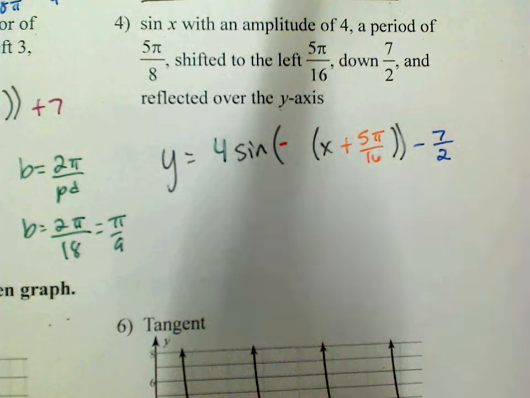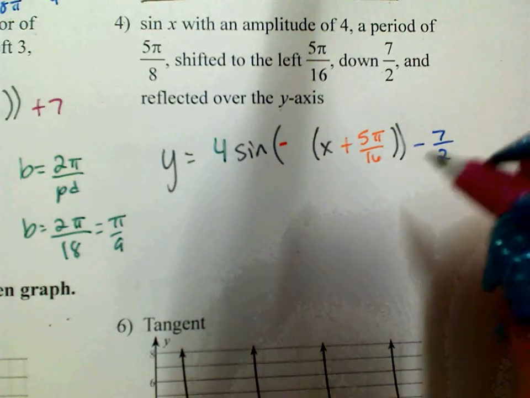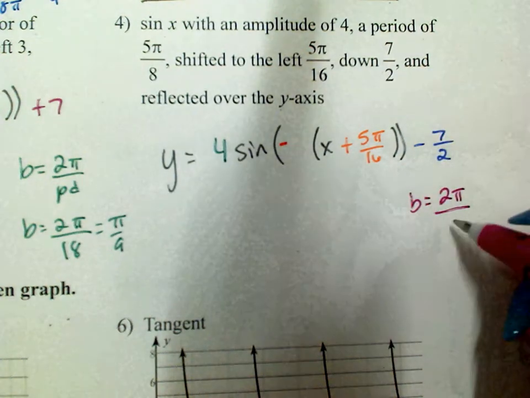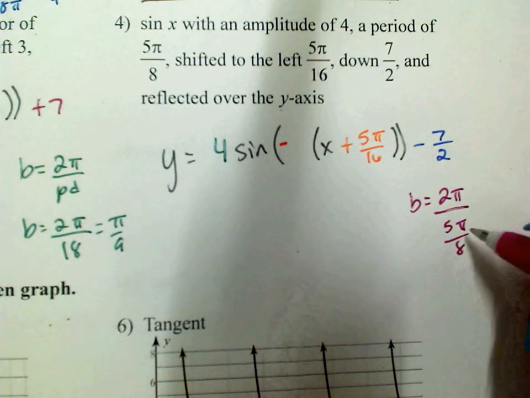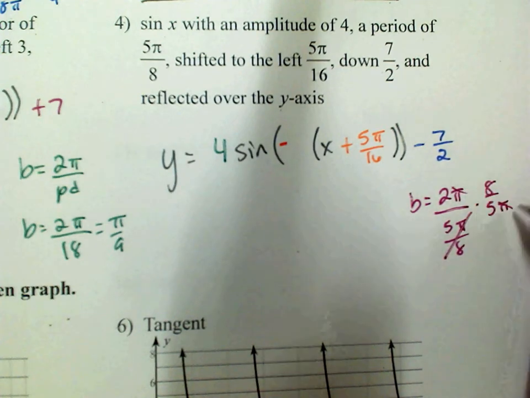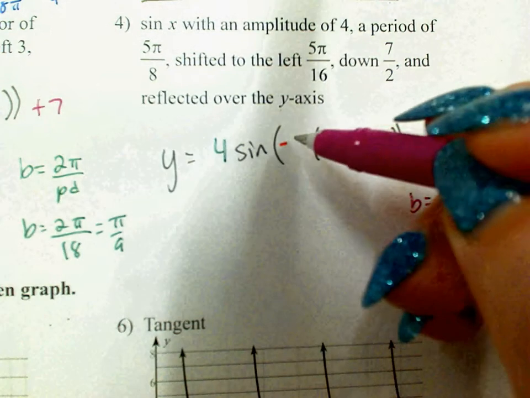So period is 2 pi divided by b, or b is 2 pi divided by the period. And the period is 5 pi over 8. So dividing by 5 pi over 8 is the same thing as multiplying by 8 over 5 pi. Pi simplify out, and I'm left with 16/5, so I would put a 16/5 right there.